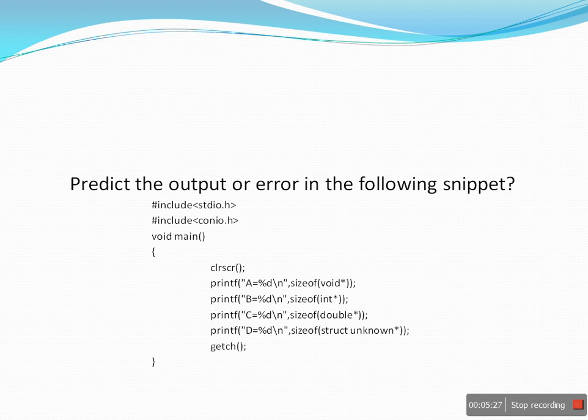So what is the output of this code? We are printing the size of void star, int star, double star, struct unknown star. So we are printing the size of pointers. Every pointer's default size is 2 bytes. So void star generates 2 bytes, int star generates 2 bytes, double star generates 2 bytes, struct unknown star generates again 2 bytes, depending upon the system architecture. If you are using DOS, then it takes 2 bytes. If you are using a Windows environment, then it takes 4 bytes.